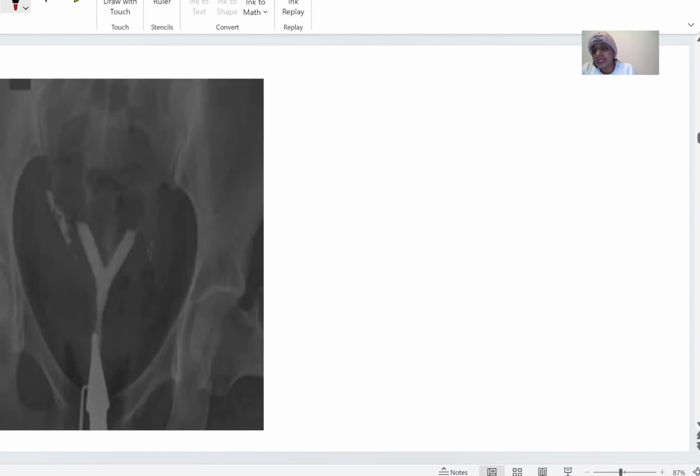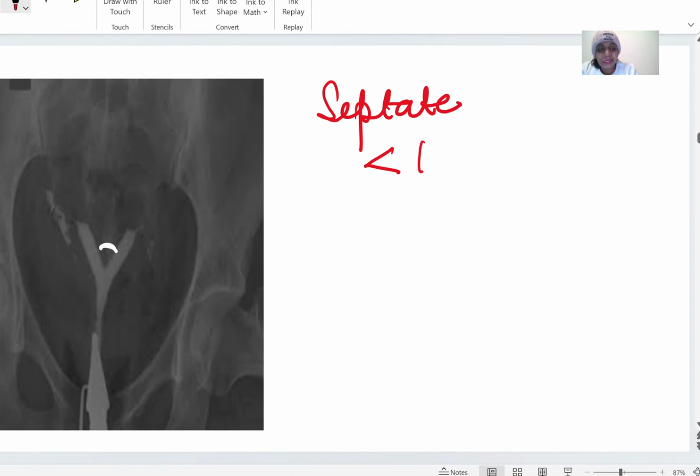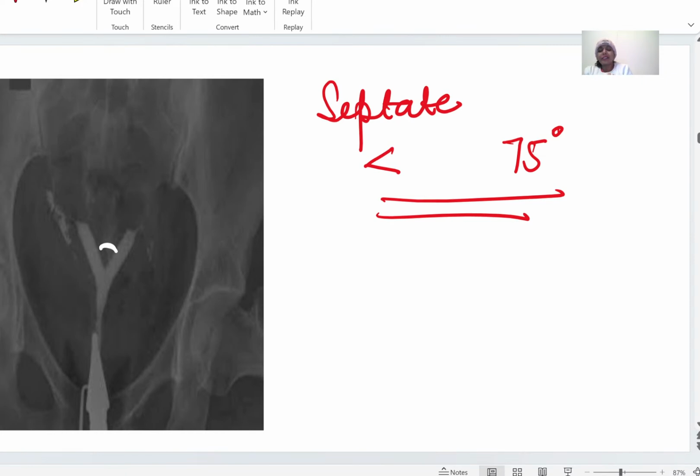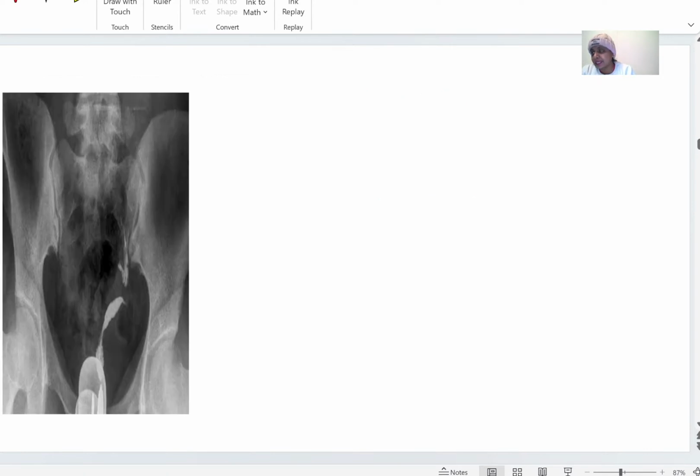Now see, on these images we cannot say whether the wall is coming or not. What is this HSG of? Bicornuate or septate? Yes, very good, Akshay. This image is of septate. Why? Because the angle between these two is less than 75 degrees. If it is a small angle, it is a septate uterus. Okay. What is this HSG? This is unicornuate.